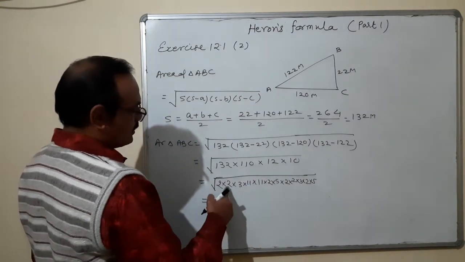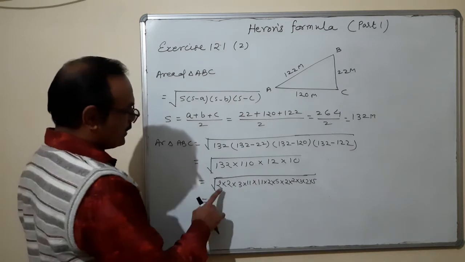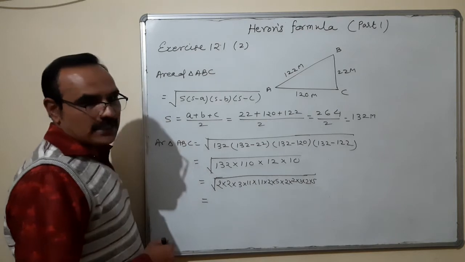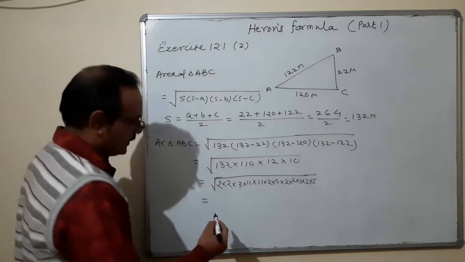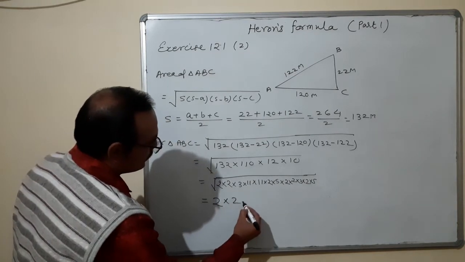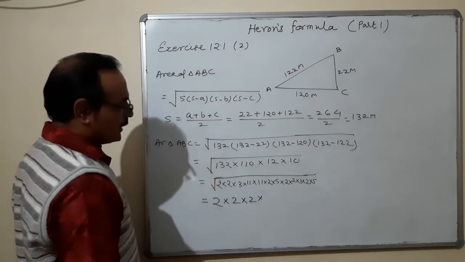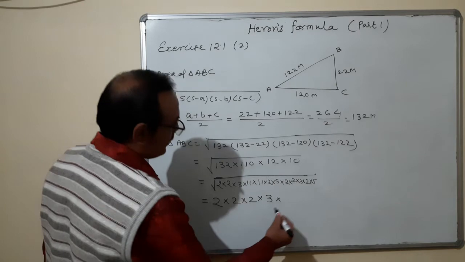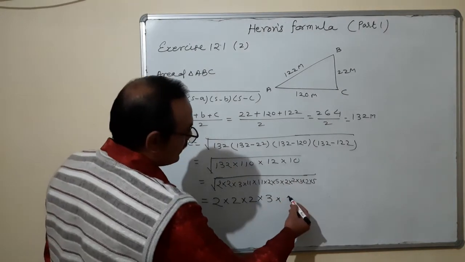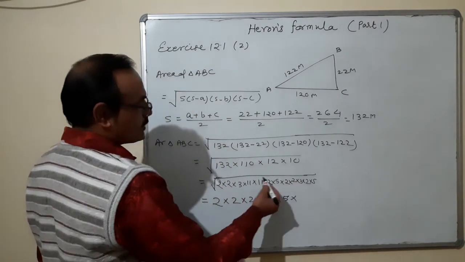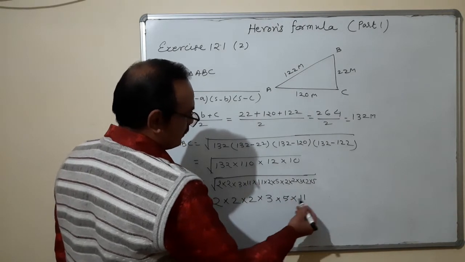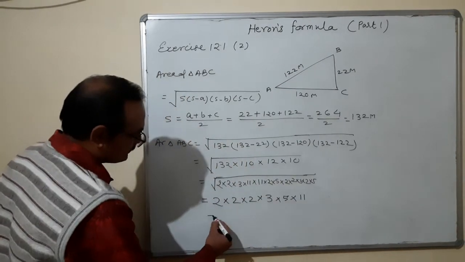2 here, let us see how many times 2 is coming. 1, 2, 3, 4, 5, 6. 6 means how many pairs of 2? There are 3 pairs. 3 is coming 2 times, there's 1 pair. 5 is coming 2 times, 1 pair. And 11 is also coming 1 time, 1 pair. Okay. No other number is left in the root.